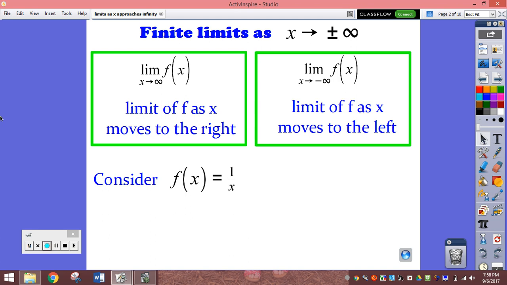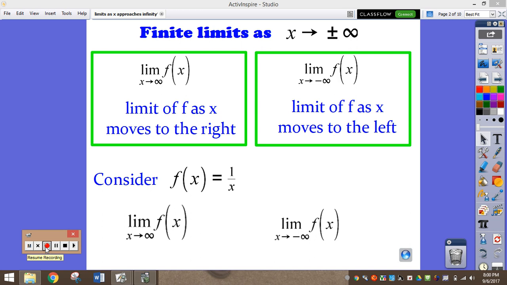So let's look at this function, f of x equals 1 over x. And let's say I wanted to find the limits as x approaches infinity and negative infinity. When we first approach this scenario, we kind of want to think about the behavior of the graph. And I don't actually have to know what it looks like to know something about its behavior.